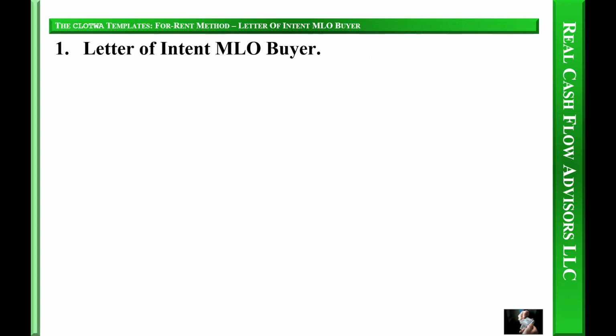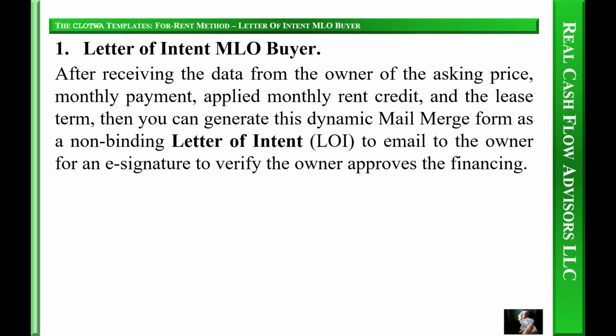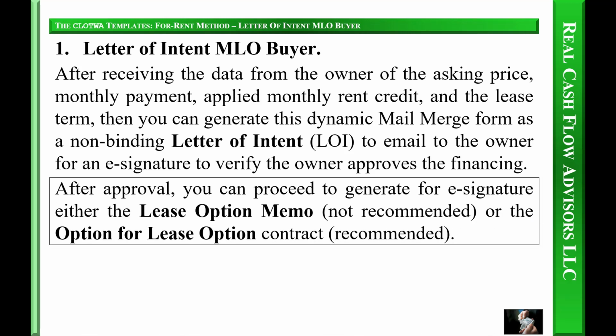Number 1. Letter of intent, MLO buyer. After receiving the data from the owner of the asking price, monthly payment, applied monthly rent credit, and the lease term, then you can generate this dynamic mail merge form as a non-binding letter of intent, LOI, to email to the owner for an e-signature to verify the owner approves the financing. After approval, you can proceed to generate for e-signature either the lease option memo, not recommended, or the option for lease option contract, recommended.